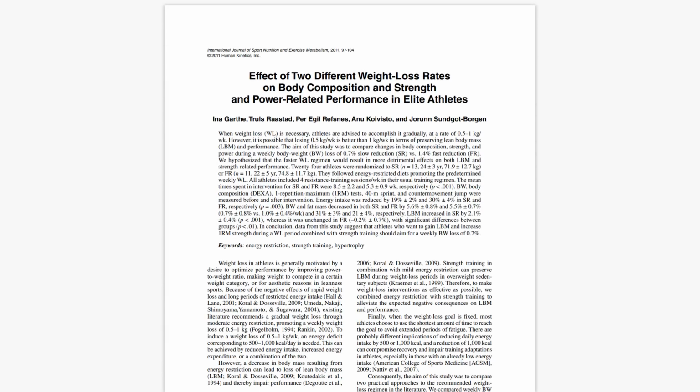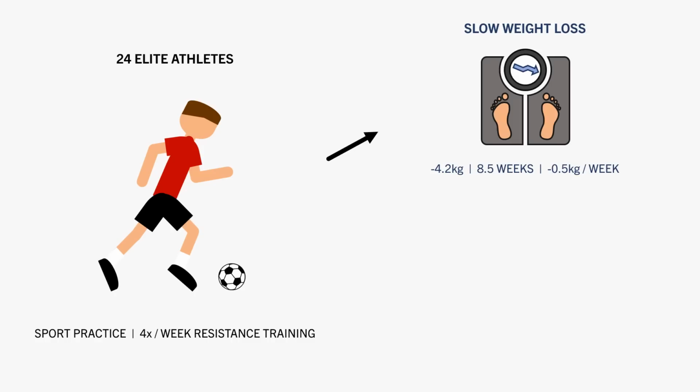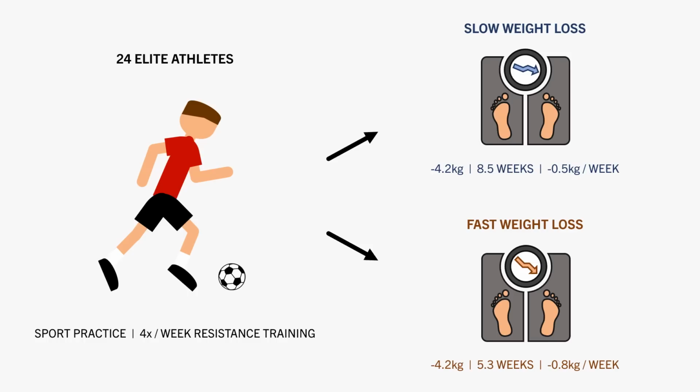on body composition changes. 24 elite athletes from the Norwegian Olympic Sports Centre performing their regular sport practice in addition to resistance training 4 times per week were assigned to lose weight at 2 different rates. Half the subjects lost 4.2 kilograms in 8.5 weeks for an average weight loss of 0.5 kilograms of body weight per week, while the others ended up losing the same amount of weight, 4.2 kilograms, in 5.3 weeks for an average weight loss of 0.8 kilograms of body weight per week.